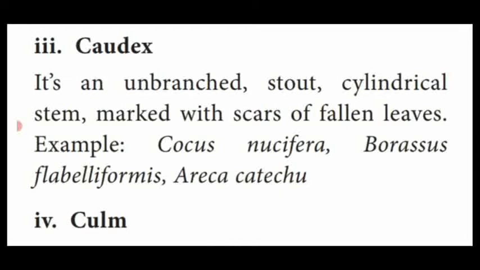Then Areca catechu is the binomial name of Pakumaram. So these 3 plants show an unbranched stem portion, cylindrical, stout, with marked scales due to the fallen leaves. So this type of stem is known as caudex stem. This is the important 2-mark question: What is caudex? Give example. Don't write the common name or English name. You have to write only the binomial name.